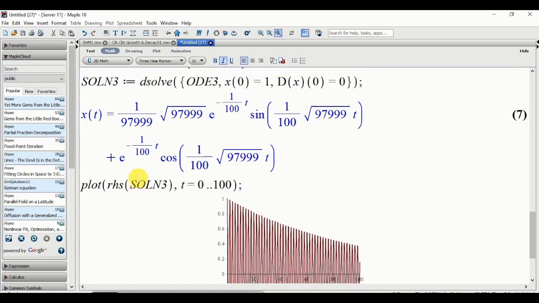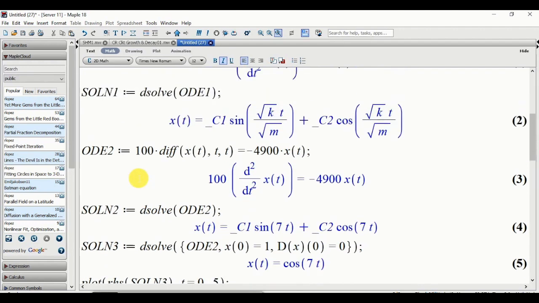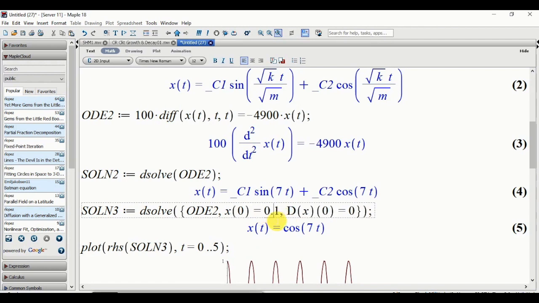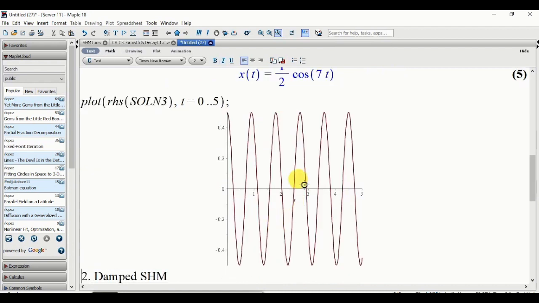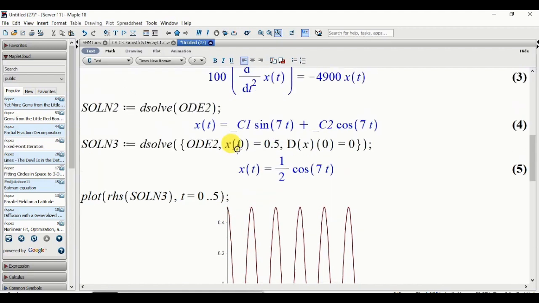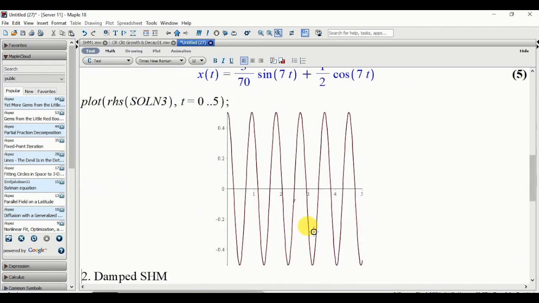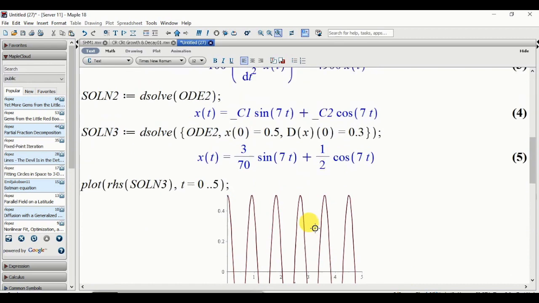Now I want to emphasize that if you change the boundary condition for this equation such that x of 0 is equal to 0.5, the solution will go accordingly. And if the velocity is not 0 at this point, let us suppose that it is 0.3, then how does it behave? So I just want to see both the plots at one time, then I can do that also.